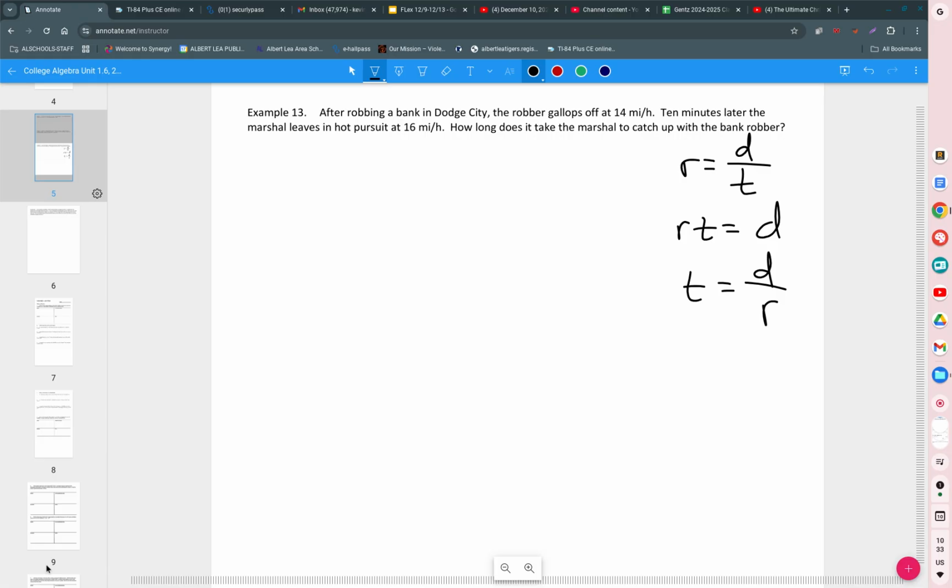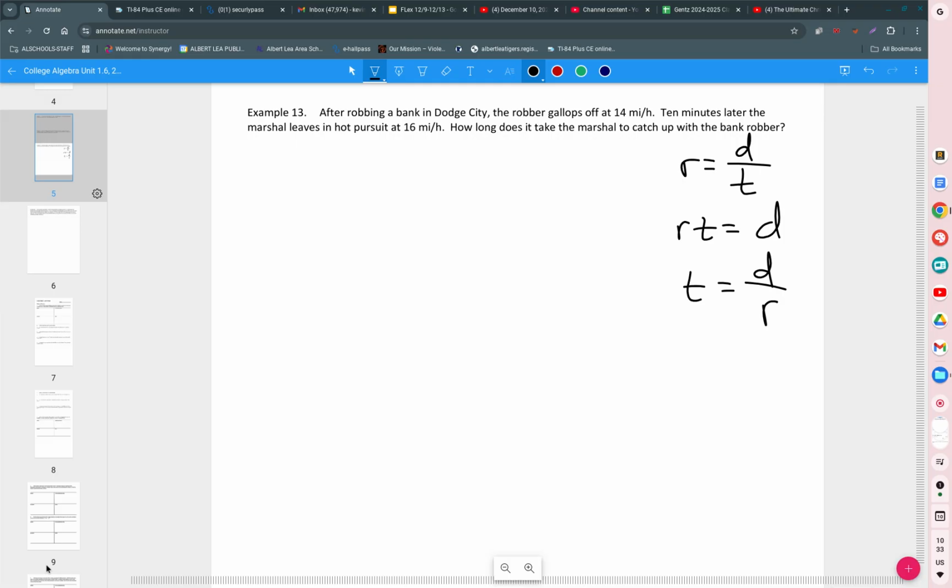So there's actually three different ways of setting the problem up. I like to choose the one in which we define which element is the same. So as they've been running after each other, are their rates the same? No, the rates are not the same. Have they been traveling for the same amount of time? Nope, the robber's been traveling 10 minutes longer, right? Because he got a head start.